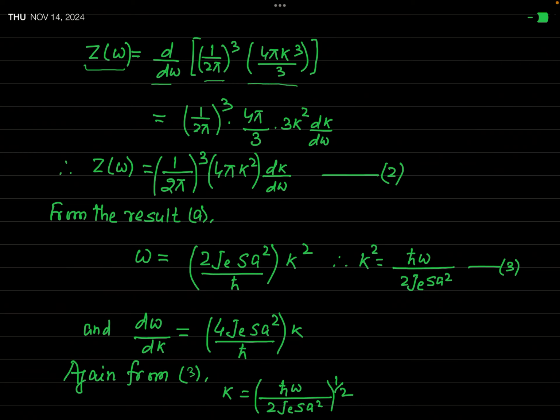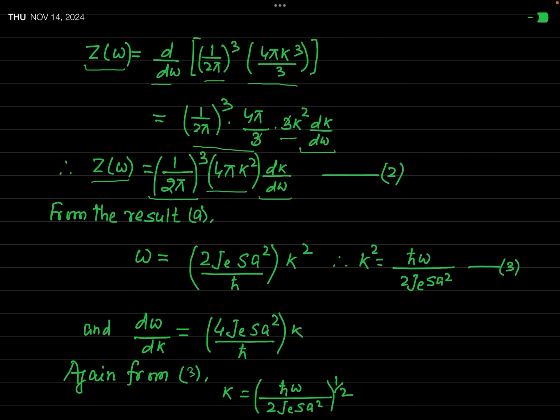Here this 1 over 2 pi whole cube, 4 pi over 3, these are actually constant factors, and so they are at edge. And when you differentiate this k cube with respect to omega, what will be the result? That will be 3k square times dk by d omega. This is just a function of function. And therefore after simplification you can see z of omega is equal to 1 over 2 pi whole cube times 4 pi k square. This 3 and this 3 will cancel out, and times dk by d omega.